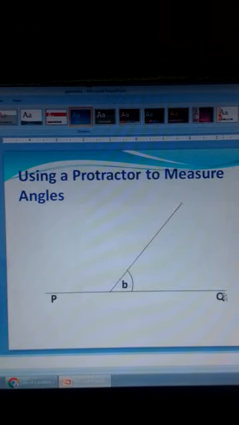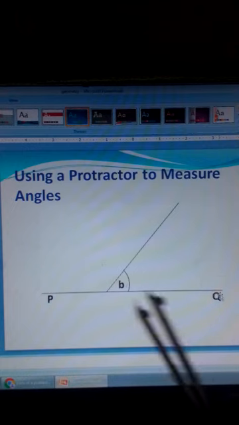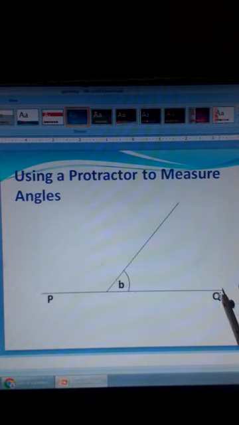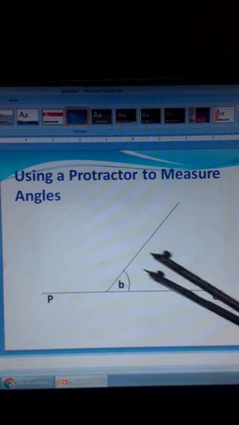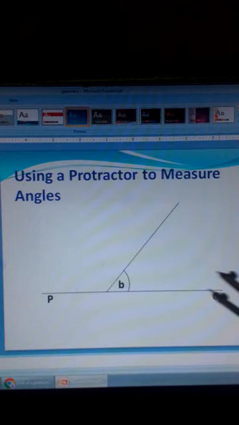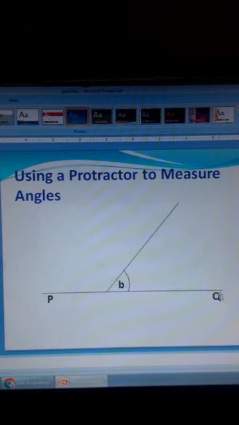Now next is how we can use a protractor to measure angles. So we have that line PQ, all right? And that line we shall call the reference line. And then we have this line which forms an angle with the reference line, and the angle is B. So we want to measure angle B using a protractor.